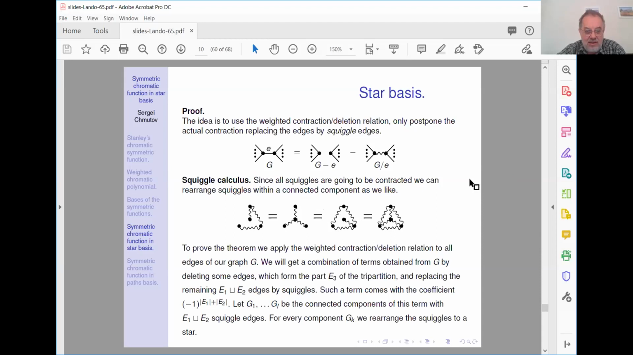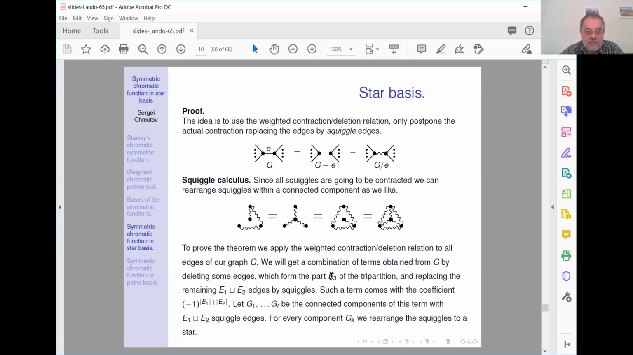Okay, and then there are two stages in the process. So I am going to apply this process once, that contraction deletion relation, to all edges of my graph. And that means that some of them will be deleted. I will choose this one, and those which are deleted, that is the part E3 in that tree partition of the graph. And those which are going to be squiggles, that is going to be the union of E1 and E2. So the complementary set of edges to E3, those which are not deleted, the squiggles, that is E1 union E2.